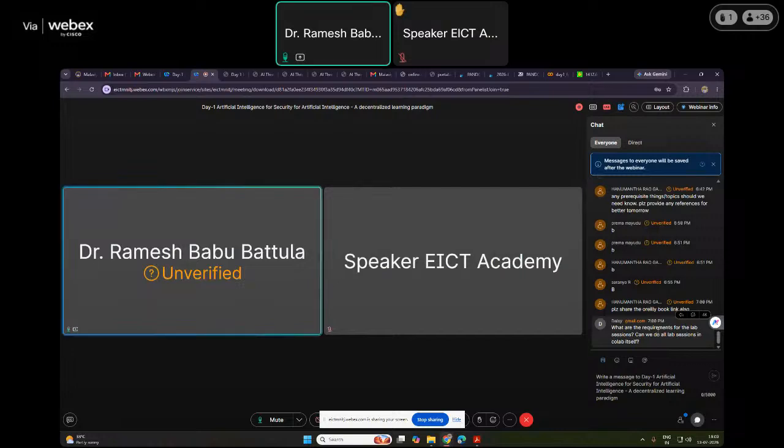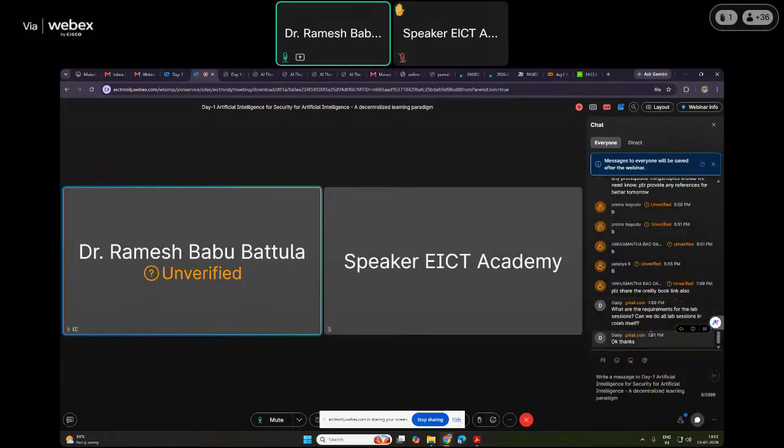What are the requirements for the lab sessions? Can we do all lab sessions on Colab itself? Yes, you can do them. It is even good. We will not extend any implementation beyond 1 or 2 hours of implementation. We will have a constraint on small models itself, so you don't need very heavy GPUs or anything. Colab is more than sufficient, I would say. Okay, so we will wait two more minutes. If you guys have any questions, you can ask.